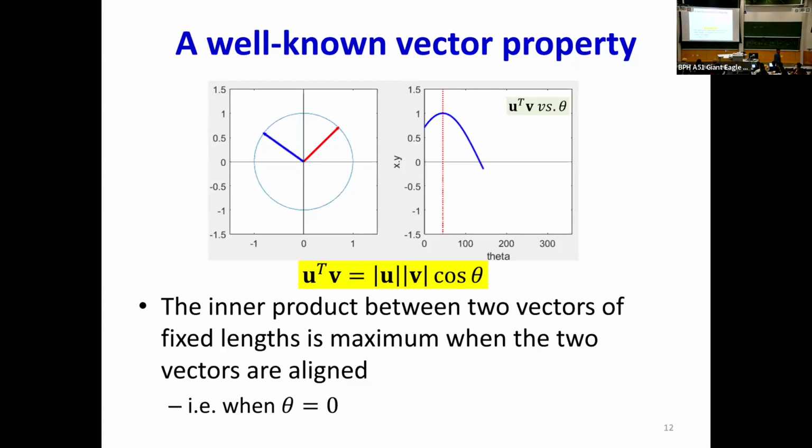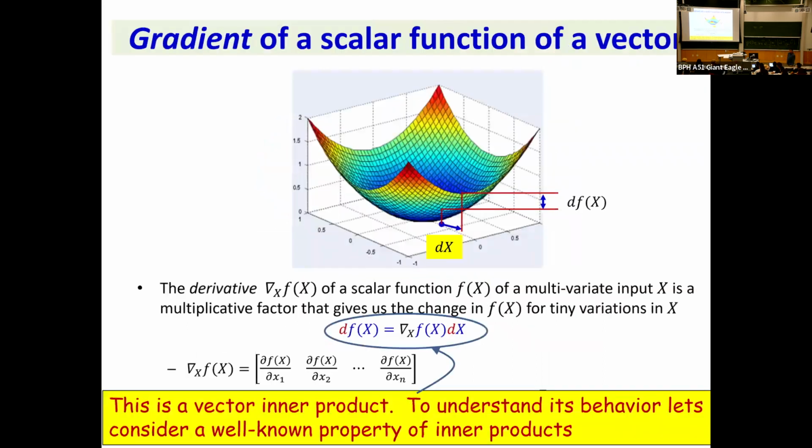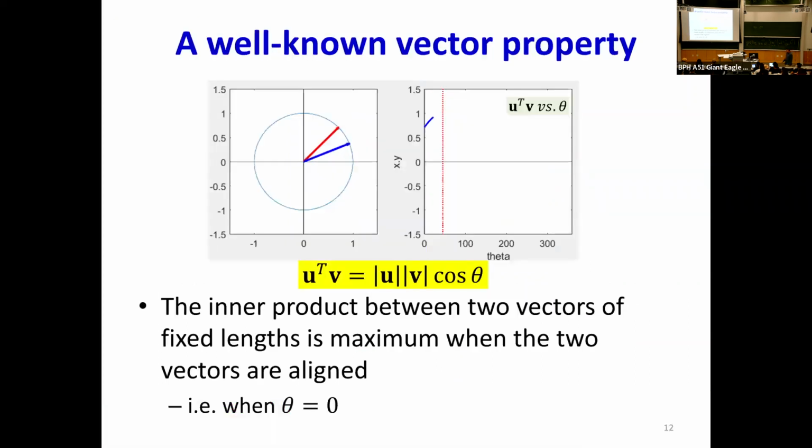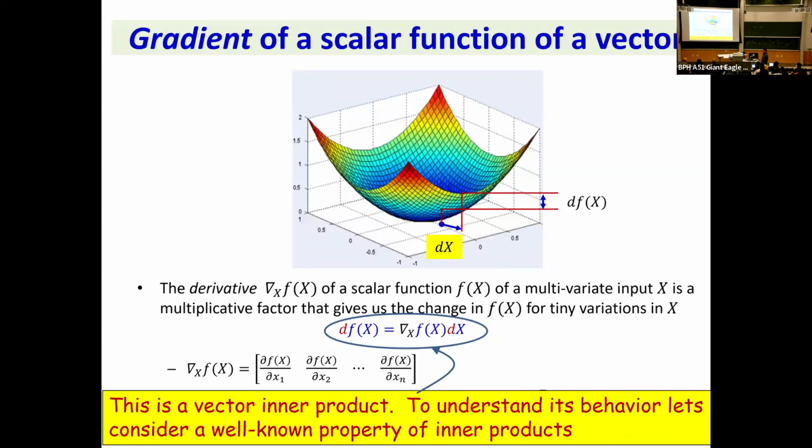When the angle is 0, right? They're pointing the same way. And when they're pointing opposite, it's going to be the minimum, right? So you see what is happening over here. Going back to this guy, that's an inner product between the gradient and dx. The gradient is a property of the function, right? I can change dx. As we saw, the step can be in any direction. In which direction must the step be for this inner product to be maximum? The same as the gradient, correct?